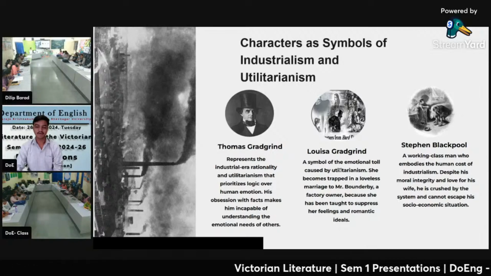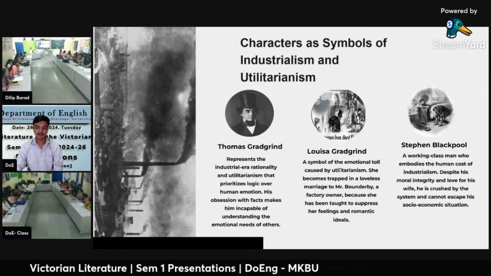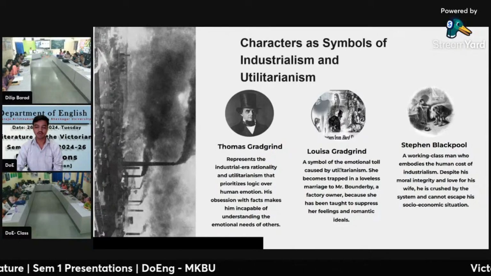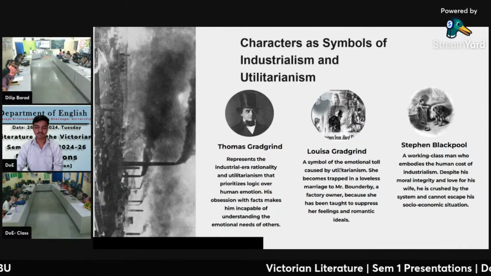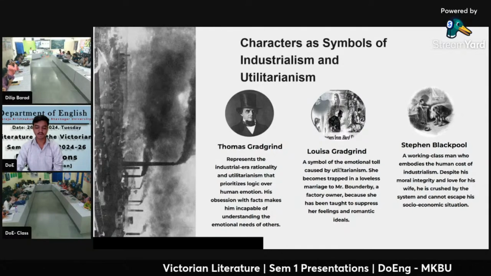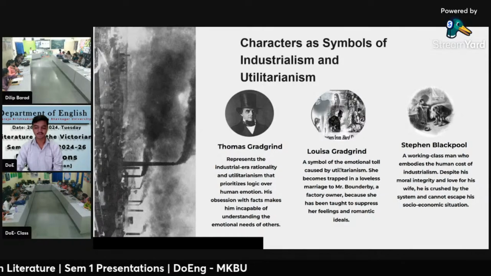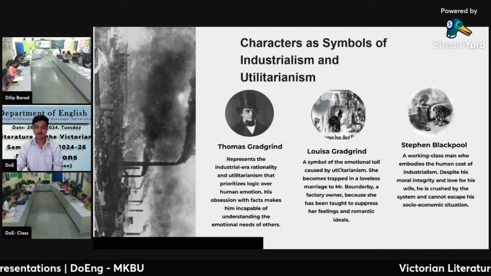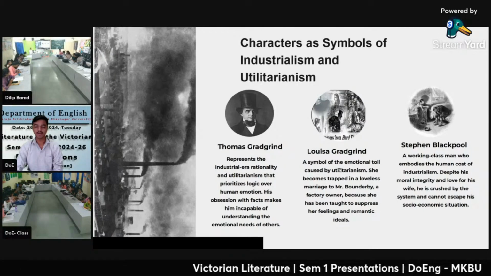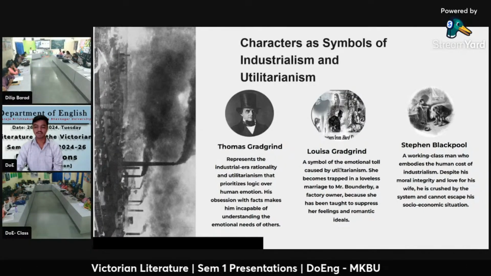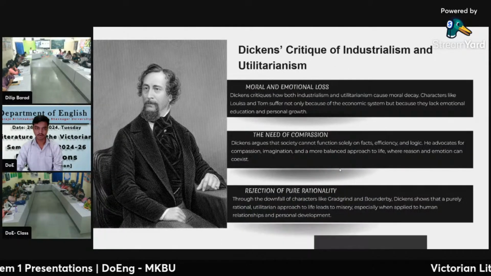Second is Louisa Gradgrind, a symbol of the emotional toll caused by utilitarianism. She becomes trapped in a loveless marriage to Mr. Bounderby, a factory owner, because she has been taught to suppress her feelings and romantic ideals. Stephen Blackpool, a working-class man, embodies the human cost of industrialism. Despite his moral integrity and love for his wife, he is cursed by the system and cannot escape his socio-economic situation.